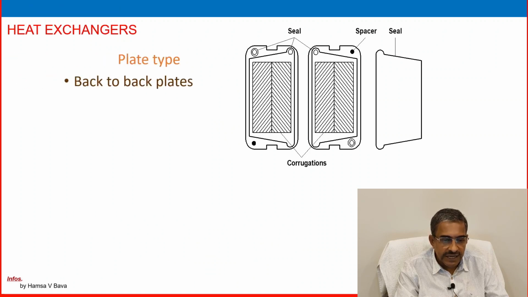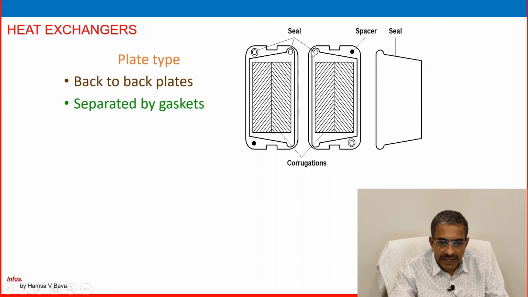In the plate type heat exchanger, these are the different corrugated plates arranged in a framework. There will be a frame, and in it the plates are arranged back to back, separated by gaskets. The gasket is connected in between, preventing leaks, and the plates are corrugated for strength, achieving better strength.